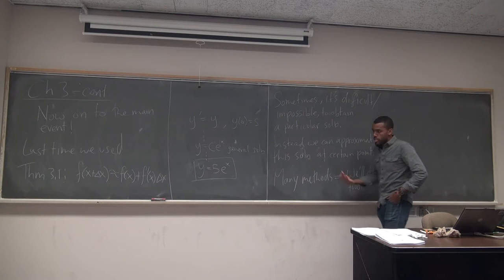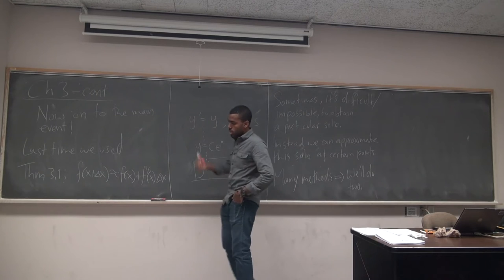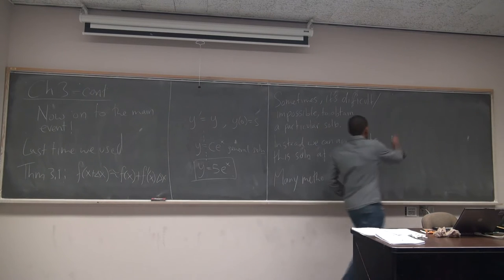Right? So there are two methods of approximation that we're going to look at in this chapter. We're going to cover what's called Euler's method.